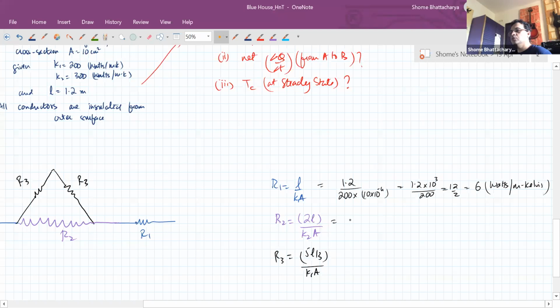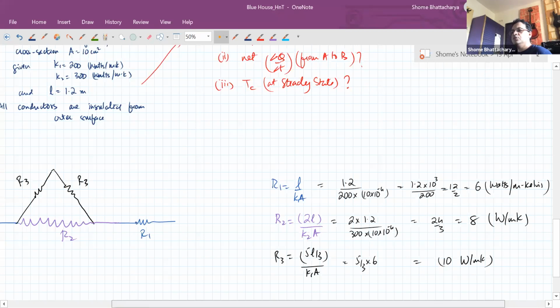So similarly, my R2 will become, so I have to just make this 24 by 3, I think. So this will become 8. And R3 will just become 5 by 3 into the same thing, 6. So you can just verify these values, you should be getting the same.